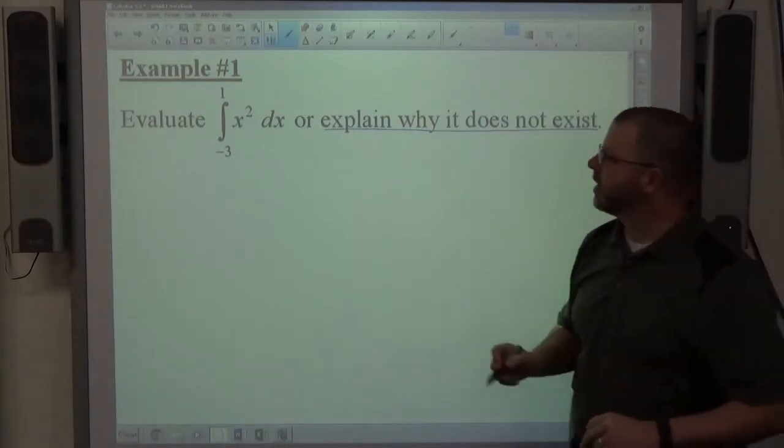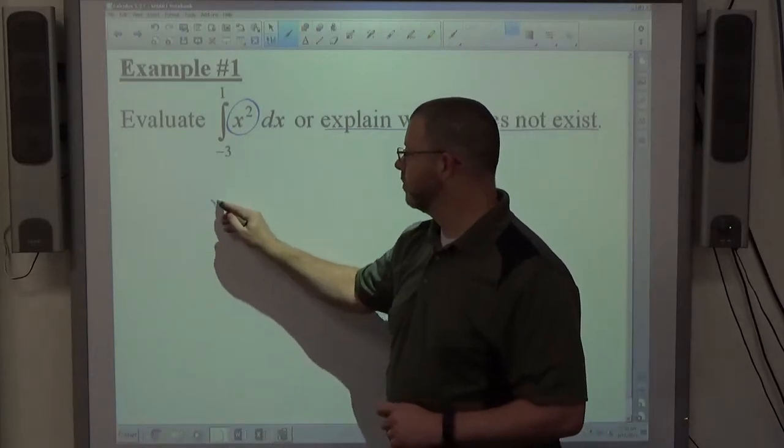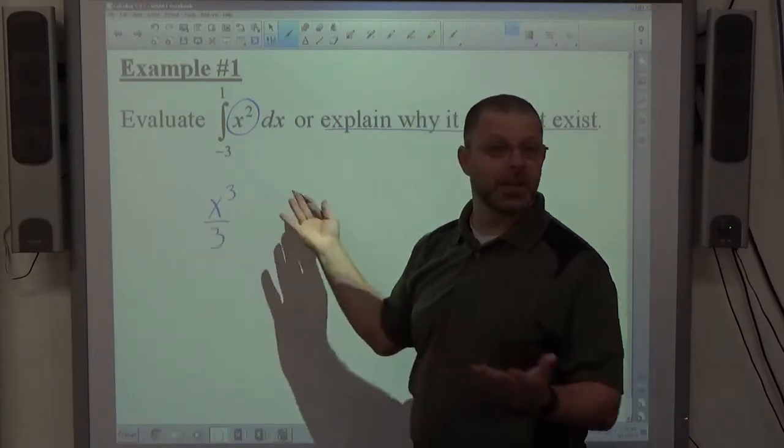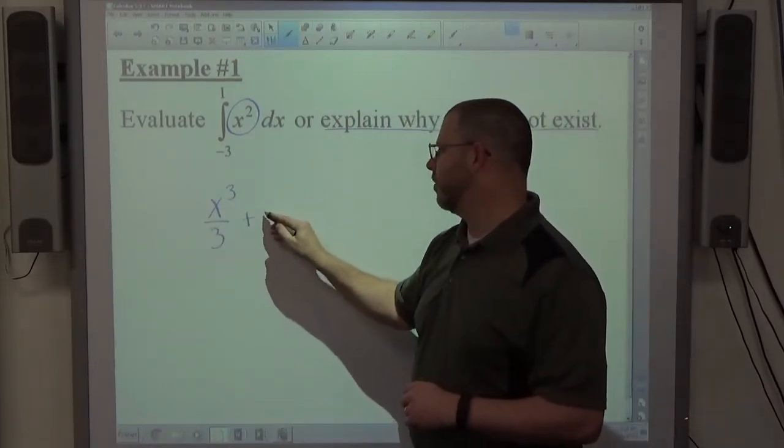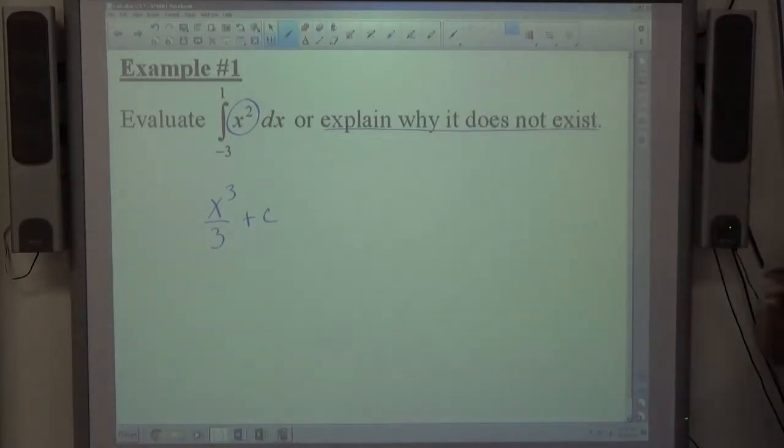All right. What's the antiderivative of x squared? X cubed divided by 3, and then plus c, right? Yep. We're using good antiderivative technique. We're going to put a constant there because there might be some constant involved.